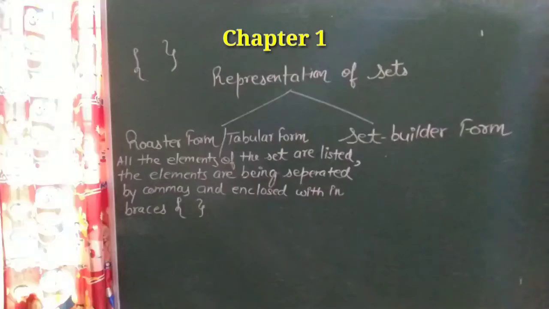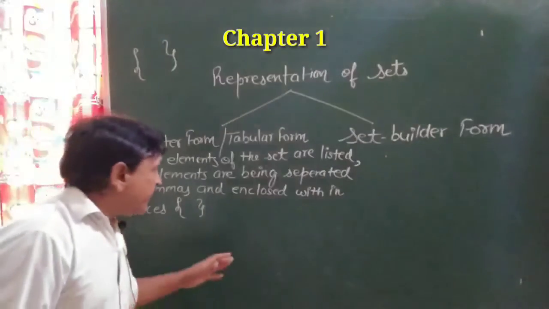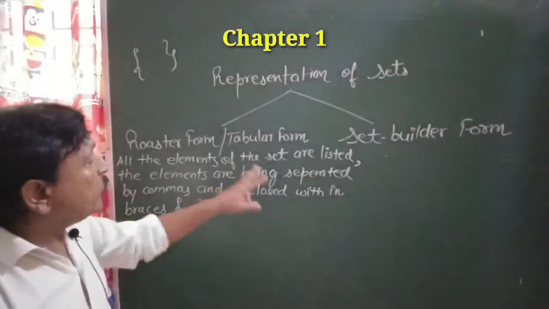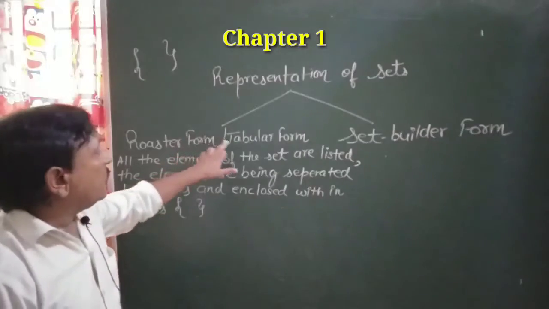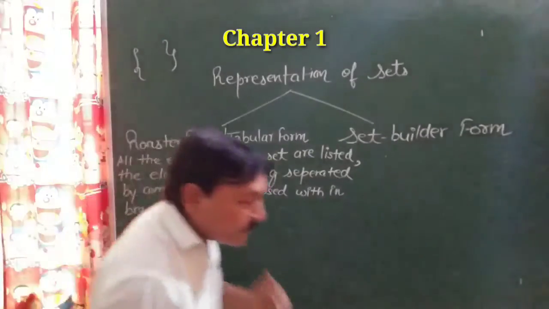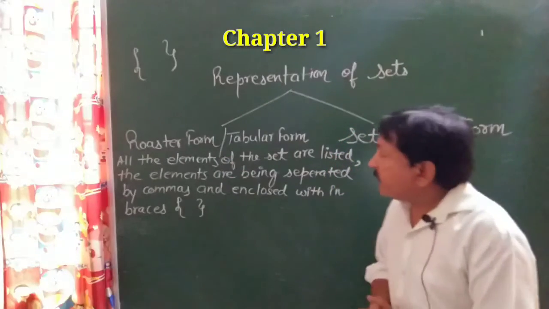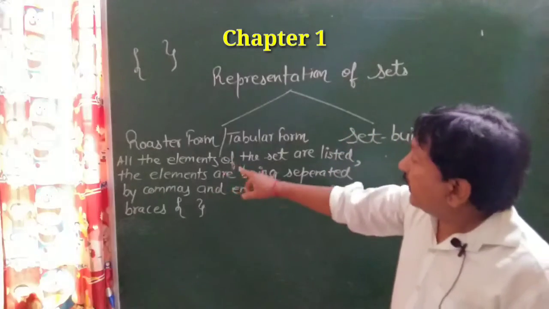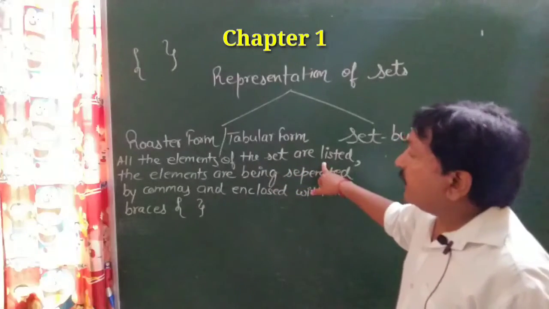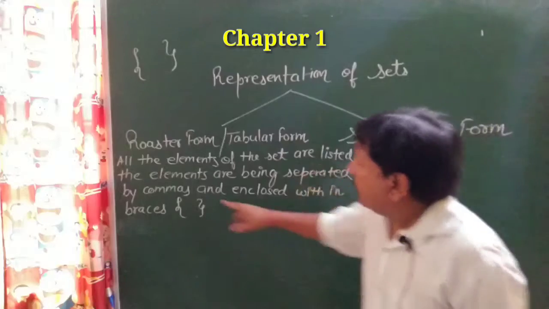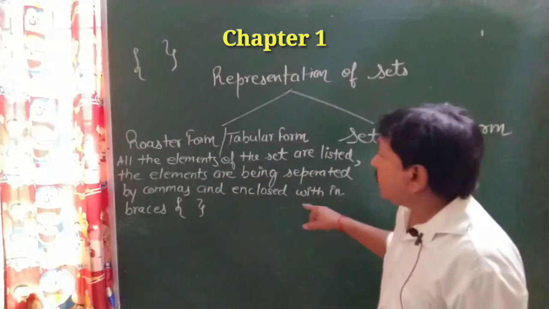Okay, seen students? So the definition of the roster form is, but before starting the definition, we will study these two forms one by one, okay? Today we will discuss the roster form or the tabular form, and we will do the questions related to these forms, okay? So what is the definition of a roster form? All the elements of the set are listed. Listed means they will be written, okay? The elements are separated by commas and enclosed within the braces.